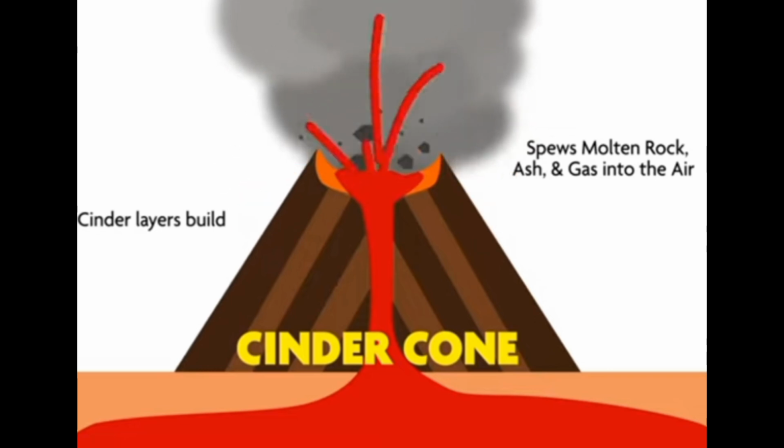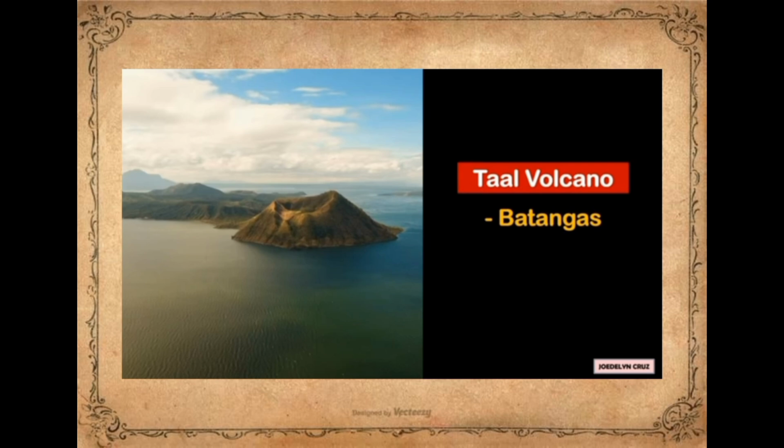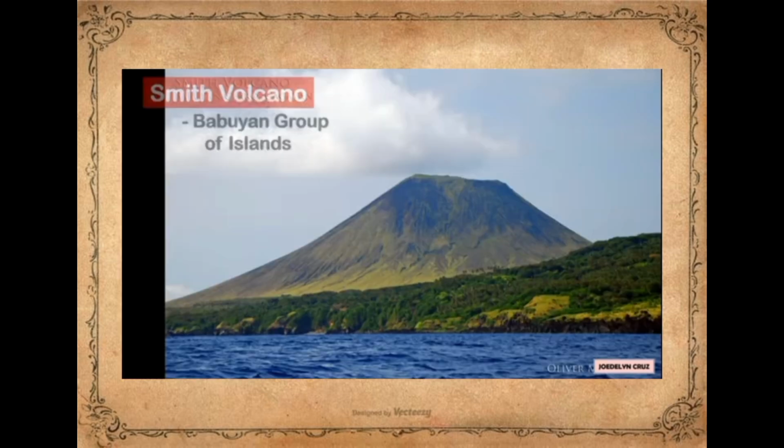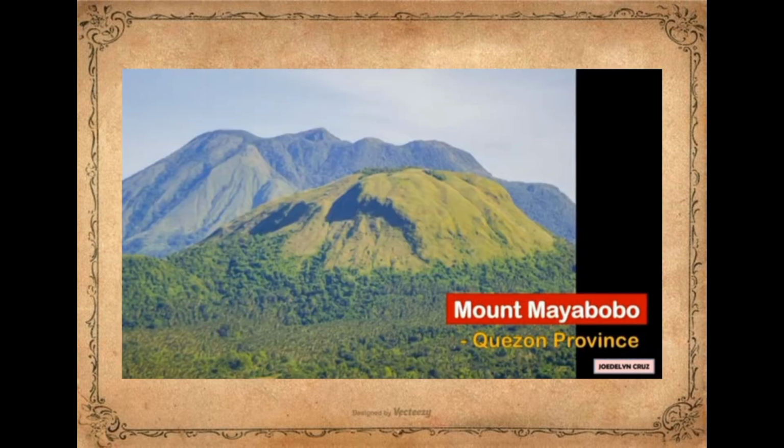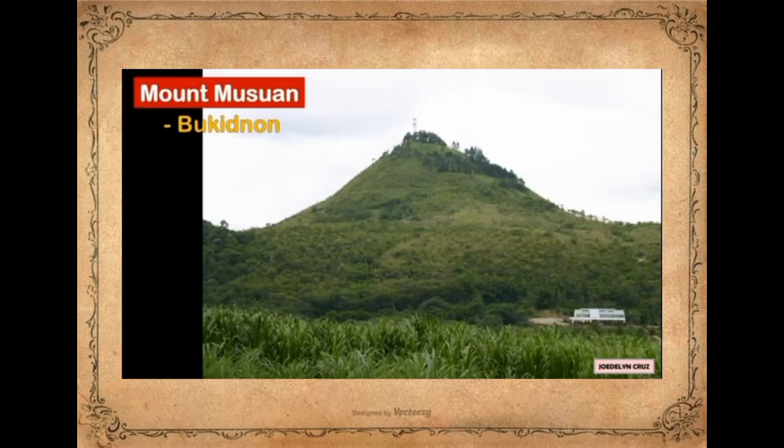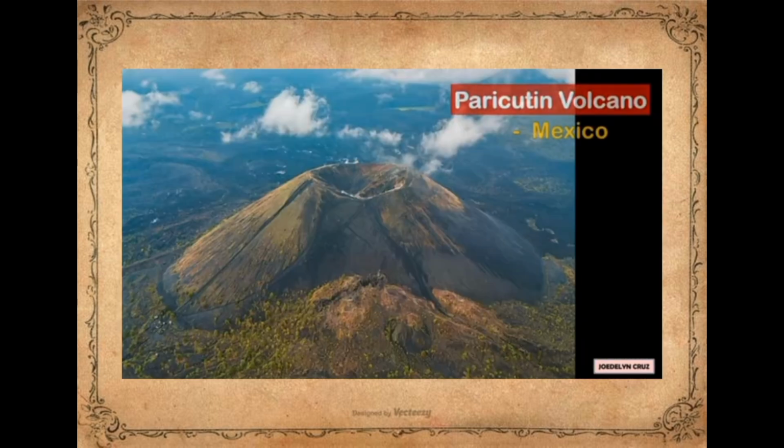Examples of these in the Philippines are the Taal volcano in Batangas, Smith volcano found in the Babuyan group of islands, Mount Makabobo in Quezon province, and Mount Musuan in Bukidnon. An example outside the Philippines is the Paricutin volcano in Mexico.